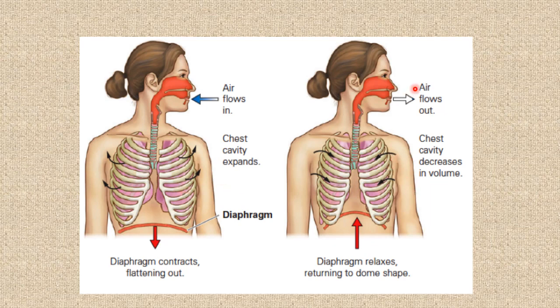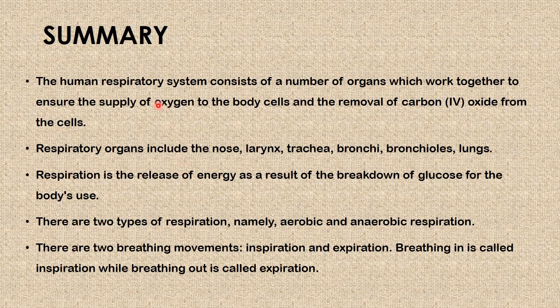But during exhalation, when air comes out of the body, as you can see, the chest cavity decreases in volume. In other words, the volume in the lungs decreases while the pressure within it forces the air out of the lungs, and the chest cavity returns back inward and downwards. As you can see, the diaphragm relaxes, returning to its dome shape. So this is what we described in the previous slide, as you can see in this picture for yourself. Now this brings us to the end of our lesson on the human respiratory system.